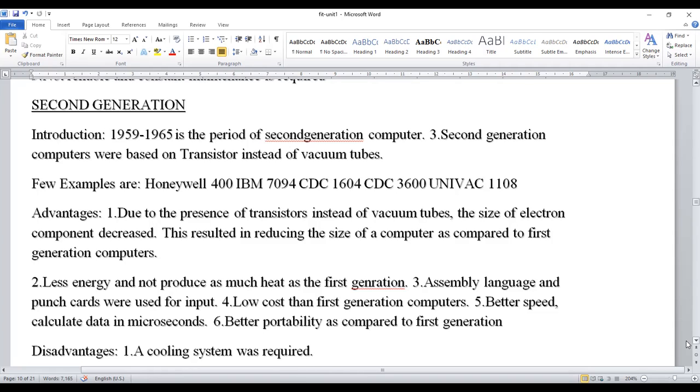So what are the advantages we are having? Due to the presence of transistors instead of vacuum tubes, the size of electronic components decreased. In the second generation computers, transistors were present instead of vacuum tubes, so the computer became very small in size. This resulted in reducing the size of a computer as compared to the first generation computers, and it used less energy and did not produce as much heat as the first generation. We'll have a look at the second generation computer also.